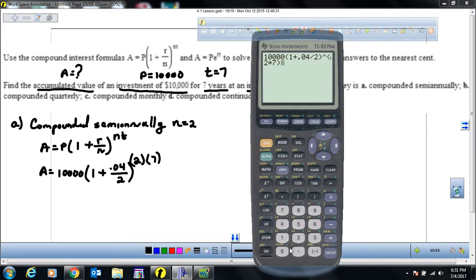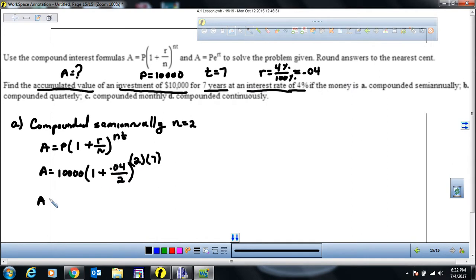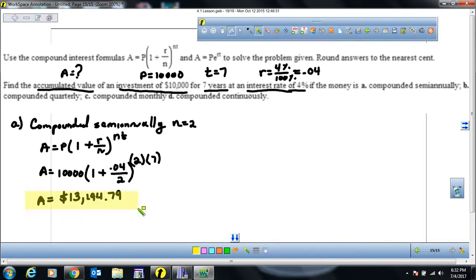So that means that if I invest $10,000 at an interest rate of 4% compounded semi-annually for 7 years, at the end of the 7 years, I'm going to accumulate $13,194 with 79 cents. This is how much money I'm going to have after the 7 years if the interest is compounded semi-annually.